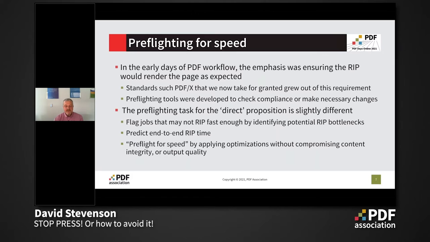And we kind of take that for granted now. Most creation tools are able to generate PDF/X files in different versions. The need to pre-flight to ensure that the page actually images correctly is much less than it once was. So our focus is really on pre-flighting for speed. So identifying where a job isn't going to rip fast enough, and we do that by identifying potential RIP bottlenecks. So transparency is a good example of a RIP bottleneck, particularly tricky transparency.